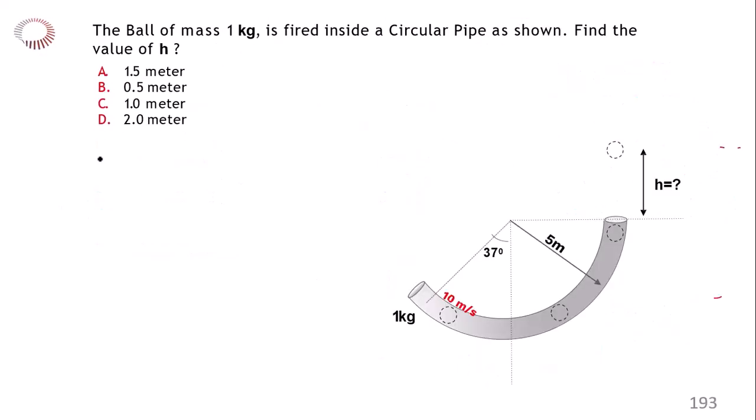Okay, this is another situation. Let us say there is a ball of mass 1 kg fired inside a circular pipe. The ball is fired in this direction inside the pipe with a speed of 10 meters per second. The ball will follow this track, ultimately come out of the track, and go up to a height of h. You are asked to calculate the value of h.